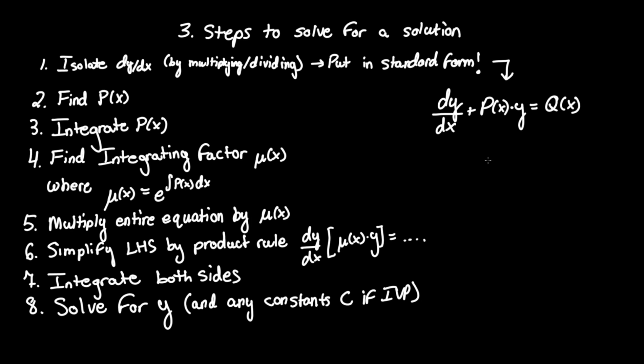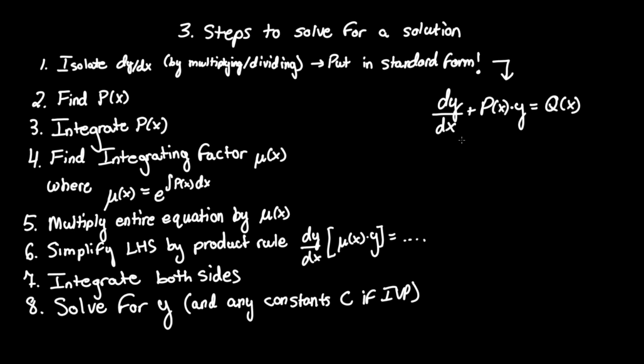Next, you have to recognize what p of x is. It's essentially just the coefficient in front of y. It also includes the negative sign, so if instead you had dy/dx minus p of x times y, you have to absorb that negative into the p of x, so you always have it in plus form. And after that, you integrate p of x, or whatever is the coefficient of y.